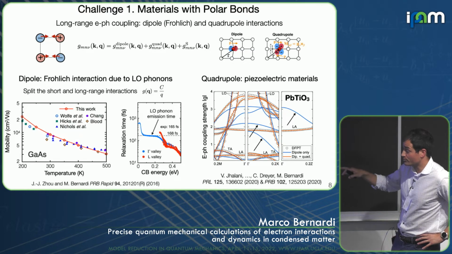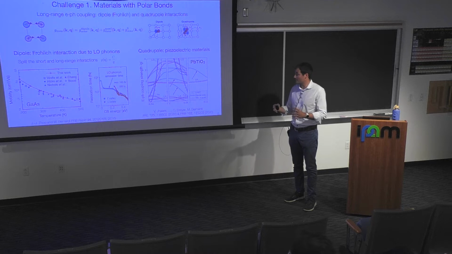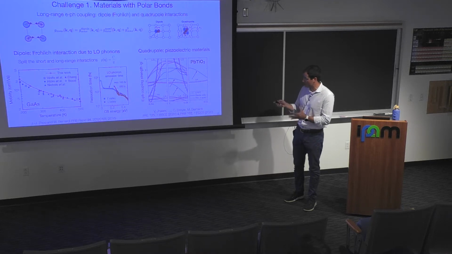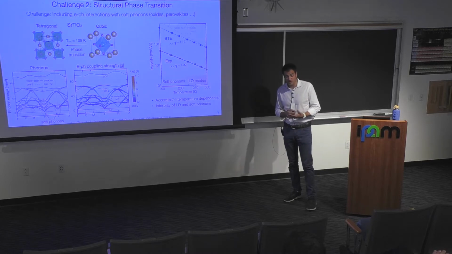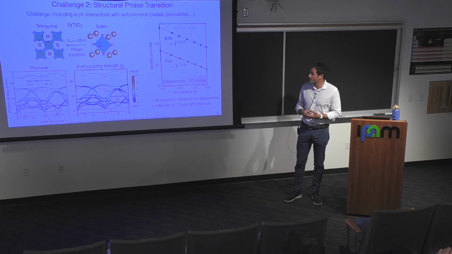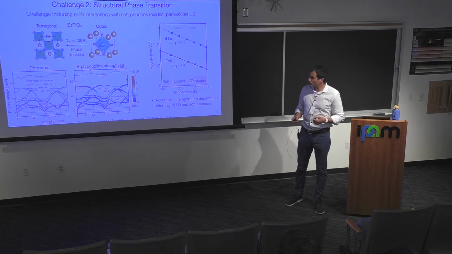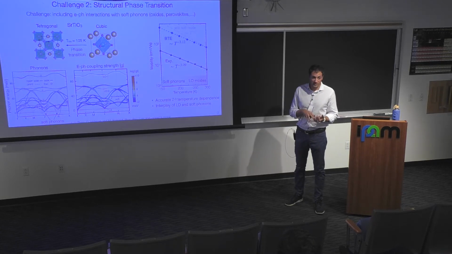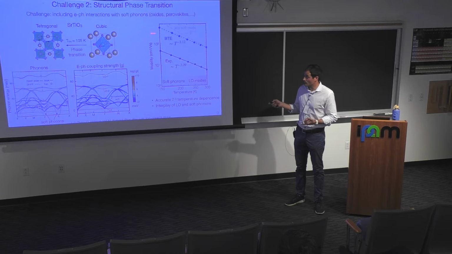So now we can include both of these terms, and this allows us to study broad classes of polar and ionic materials, in particular oxides and perovskites, which are interesting for both fundamental and applied reasons. However, one of the challenges is that these materials are structurally complex. In particular, many of them have structural phase transitions.